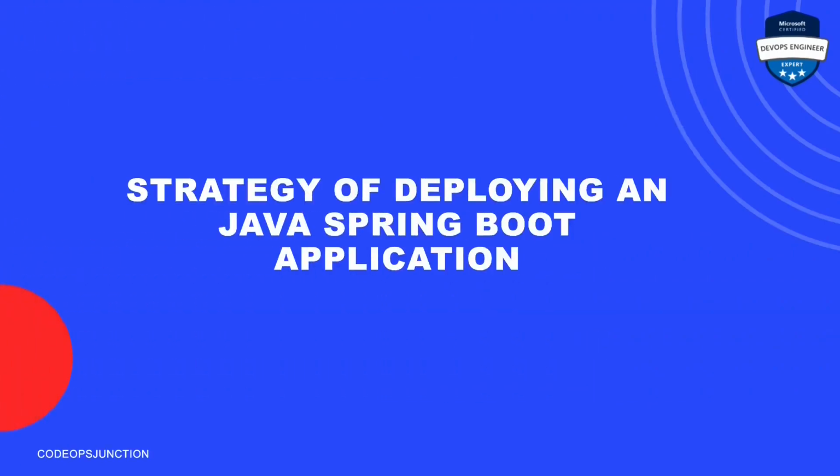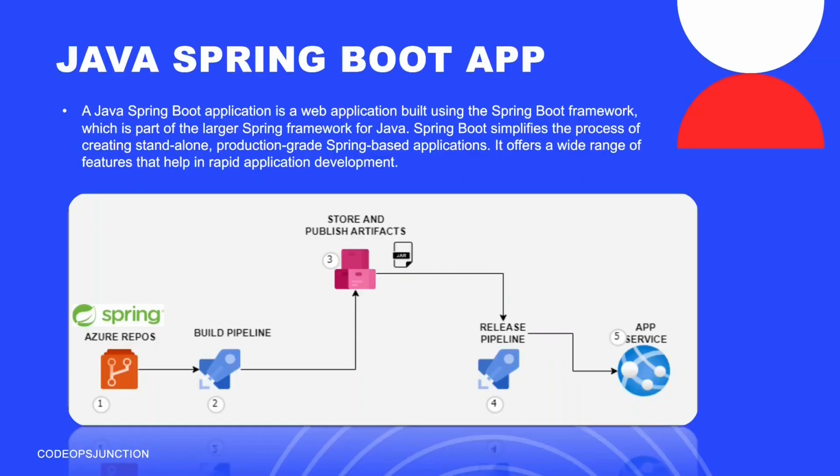Strategy of deploying a Java Spring Boot application. A Java Spring Boot application is a web application built using the Spring Boot framework, which is a part of the larger Spring framework for Java. Spring Boot simplifies the process of creating standalone, production-grade, Spring-based applications. It offers a wide range of features that help in rapid application development. So this was the definition of a Java Spring Boot app. Now we will see how we are going to deploy our Java Spring Boot app using Azure pipelines.